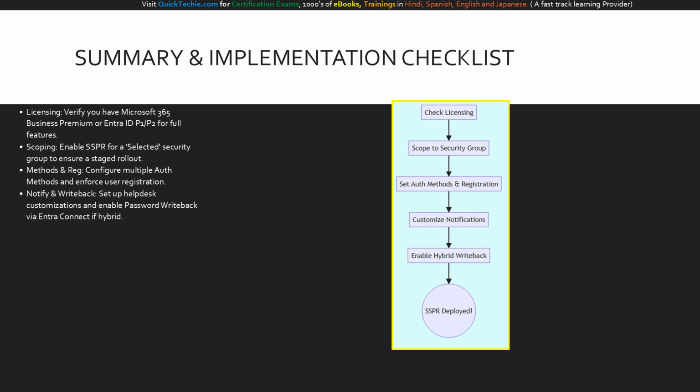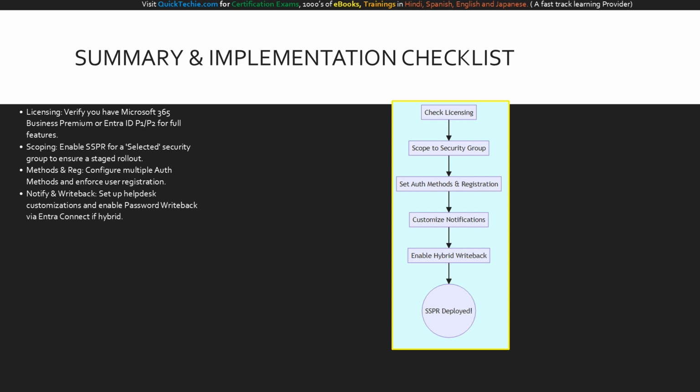To wrap up our training, let us review the ultimate implementation checklist for SSBR. Step 1. Always verify your licensing. You need M365 Business Premium or Entra ID P1 or P2 for the full reset and writeback experience. Step 2. Scope carefully. Enable SSBR for a selected group to execute a controlled, staged rollout rather than a risky global flip. Step 3. Configure your authentication methods, requiring multiple methods for high security, and mandate that users register their info upon sign-in. Finally, Step 4.